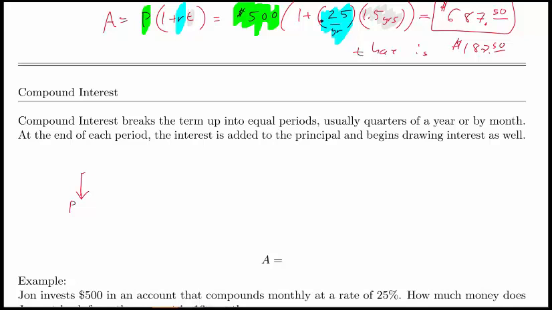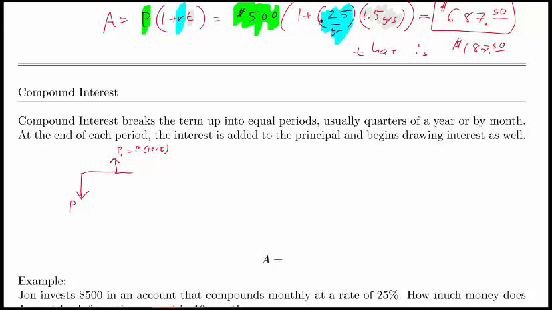And after the first term goes by, some interest accrues. Some interest will accrue, and that interest is going to be P times 1 plus RT. Simple interest. And that's just for the first compounding period, whether it be the first quarter, the first year, or the first month.